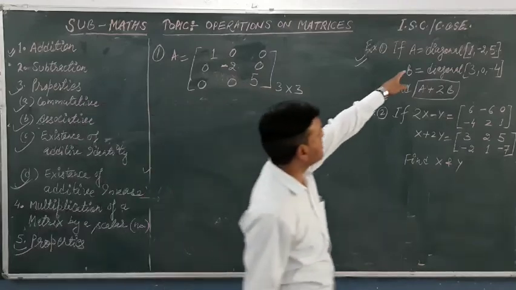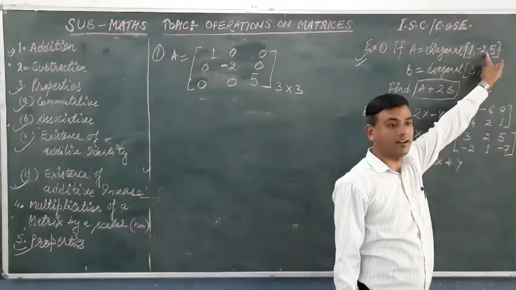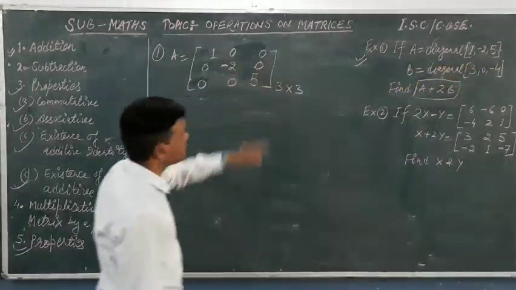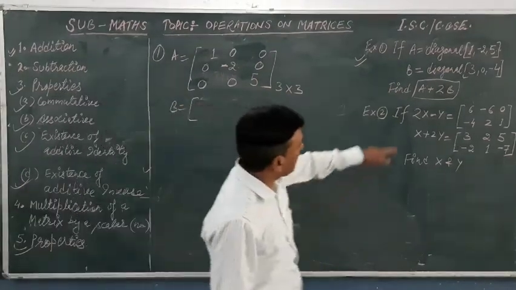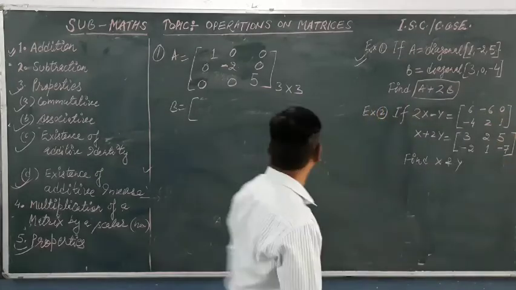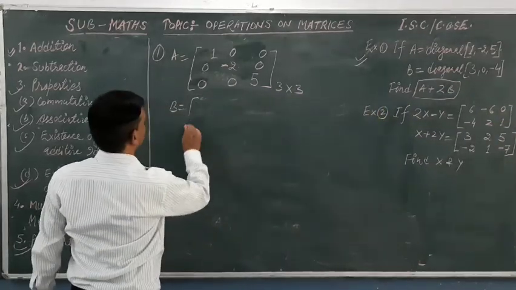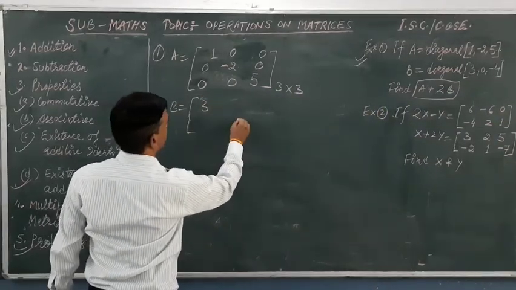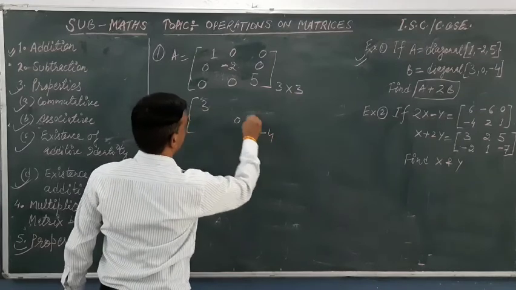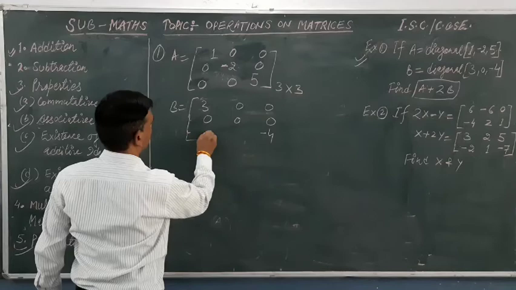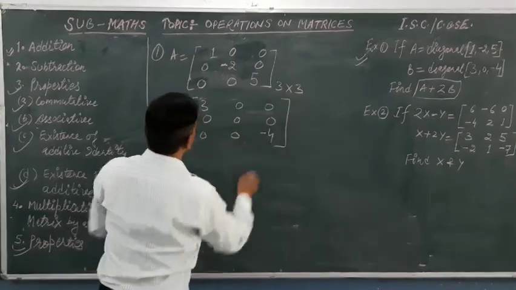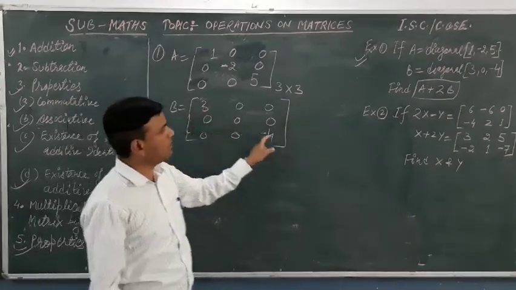So what is the meaning of this diagonal? It means these are the diagonal elements and the rest of the elements will be 0. Similarly, B will be equal to a matrix whose diagonal elements are 3, 0 and -4, and the rest of the elements will remain 0.